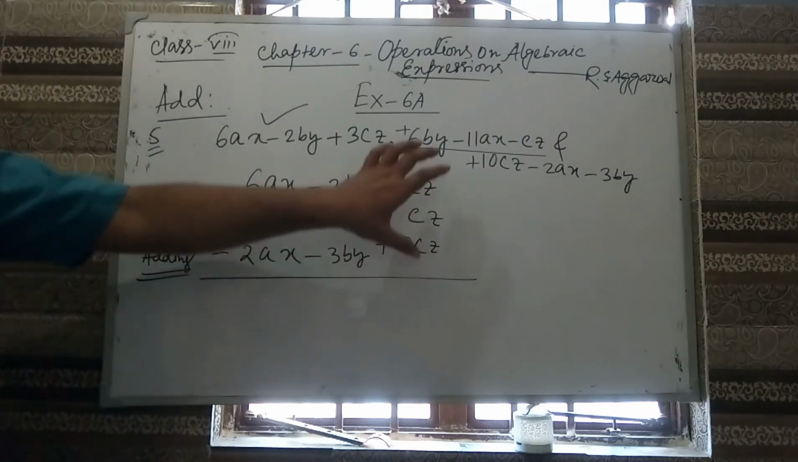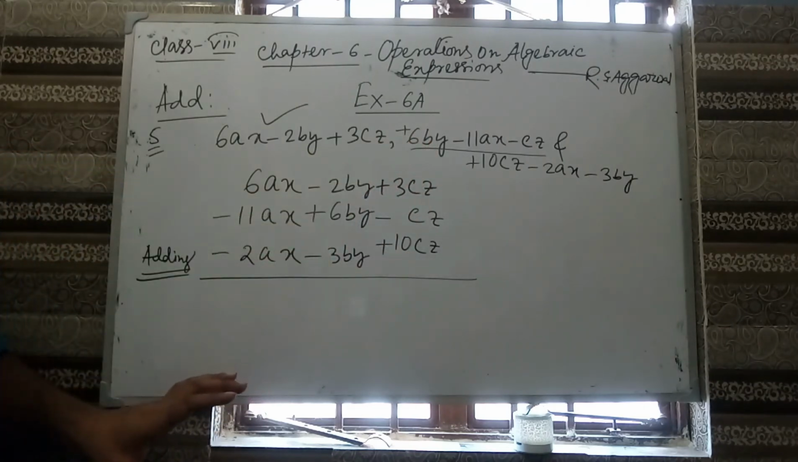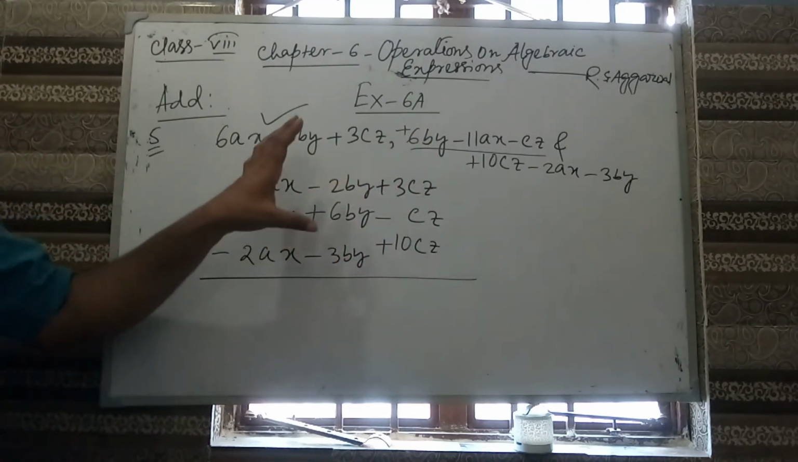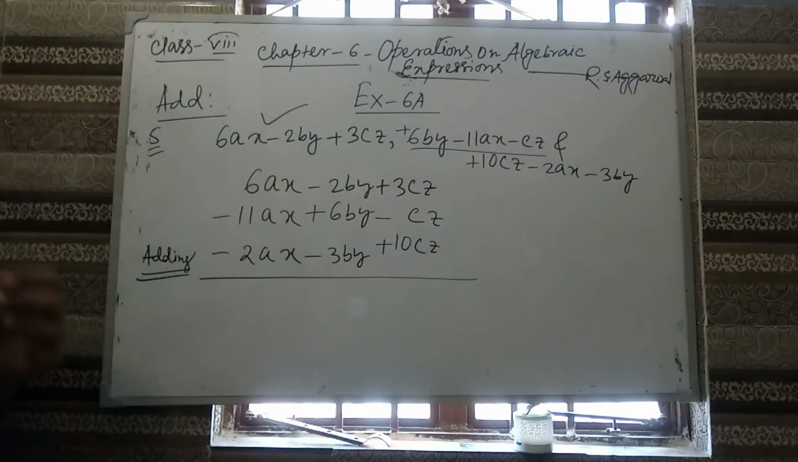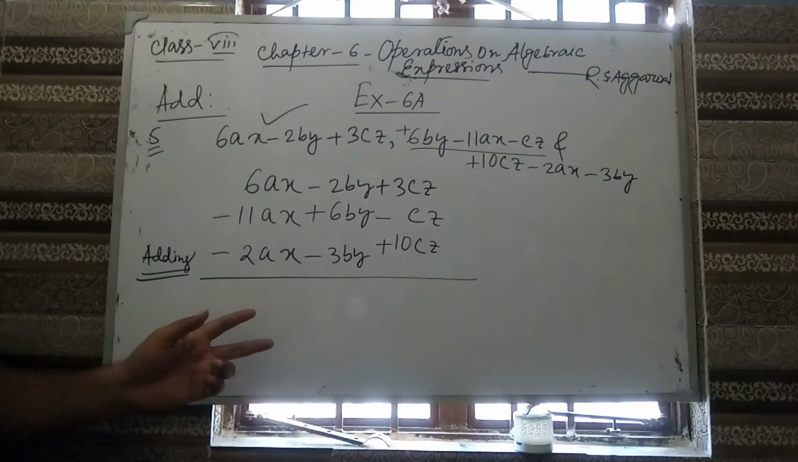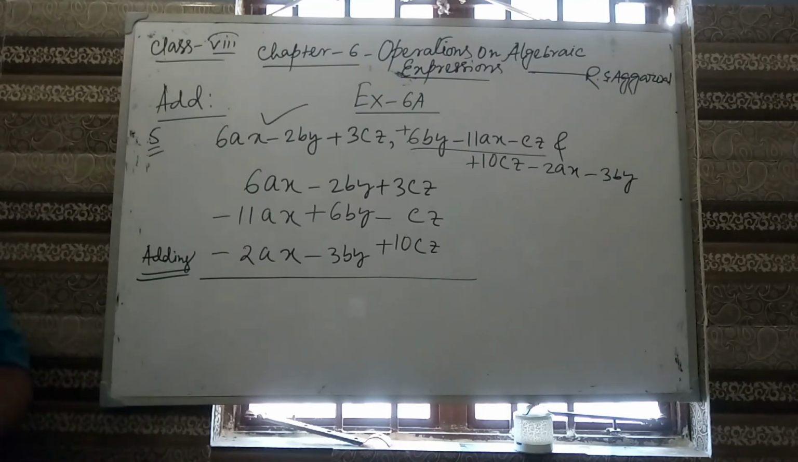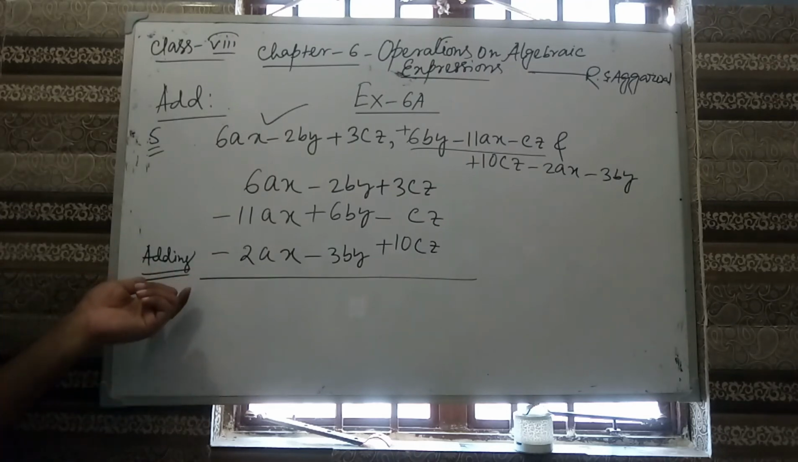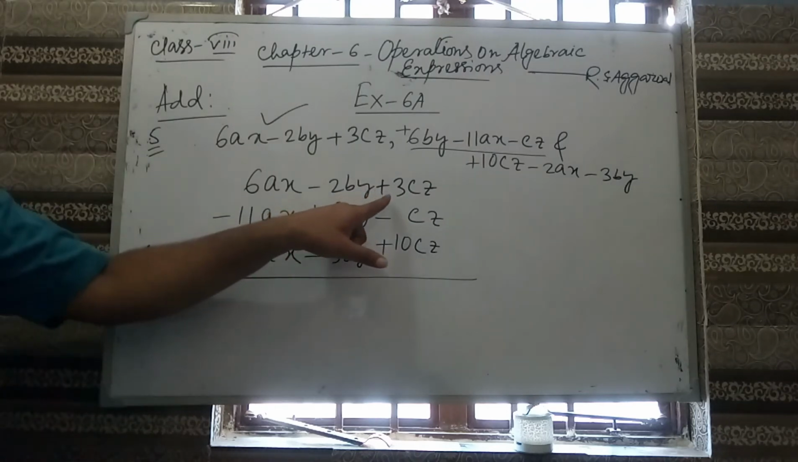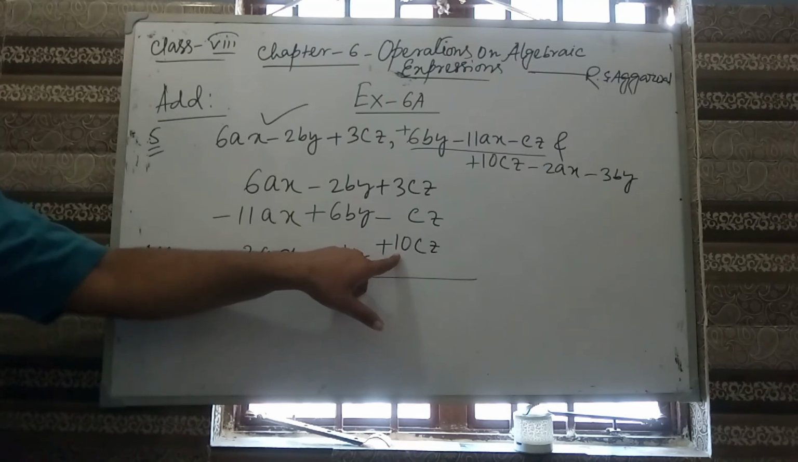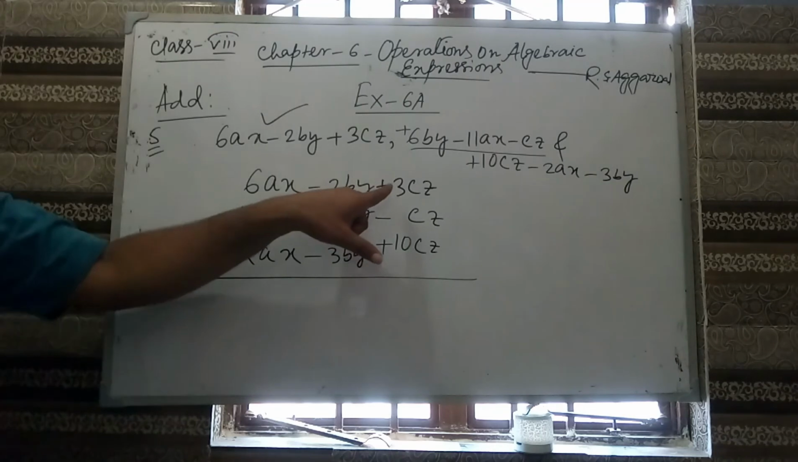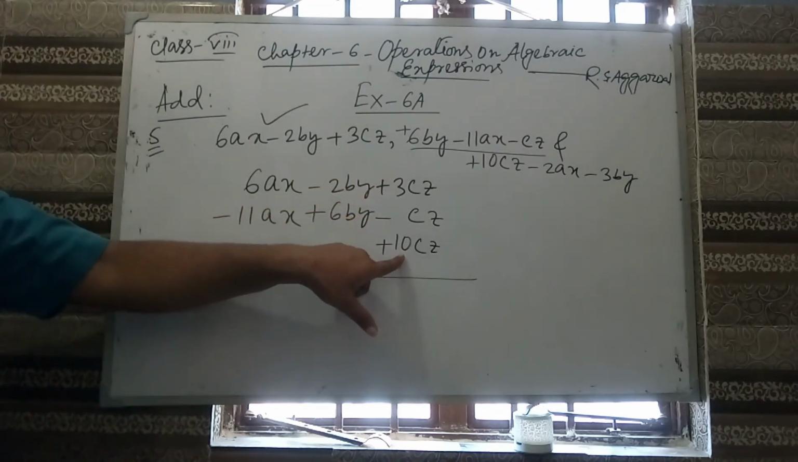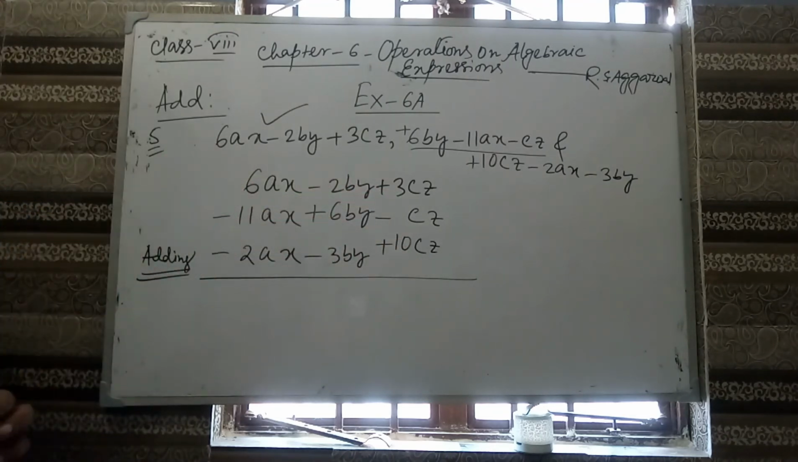CZ, CZ, CZ: all these three terms are like terms. BY, BY, BY: all these three are like terms. AX, AX, AX: all these three are like terms. As I told you, in like terms we can easily add or subtract. Now plus 3 and plus 10, we add the same signed numbers first, and 3 plus 10 gives you 13.